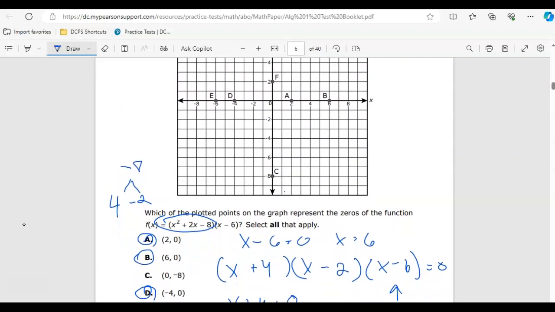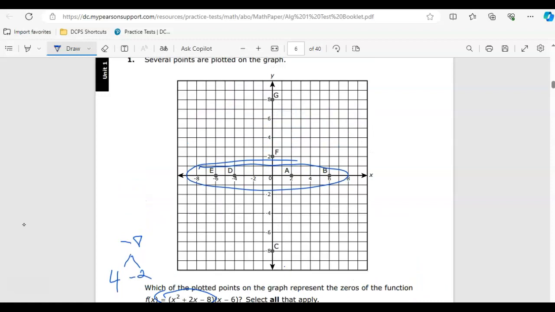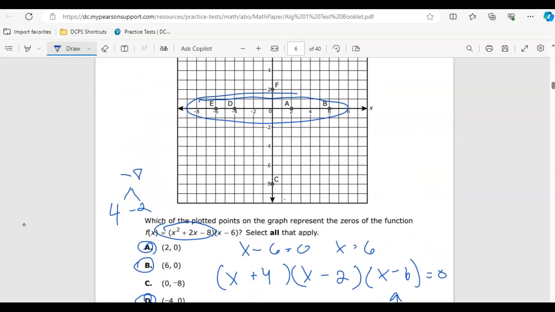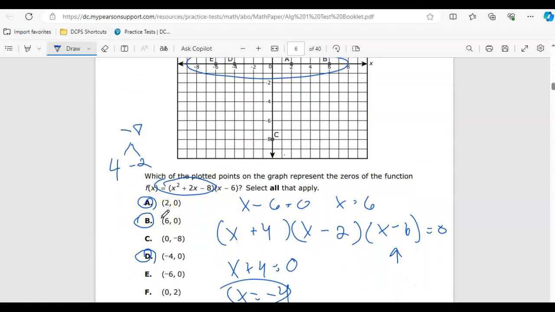Now, you should recognize that zeros can only be on the x-axis, so you could also eliminate easily that C, F, and G are not even possible because they are not on the x-axis and therefore will not be zeros.